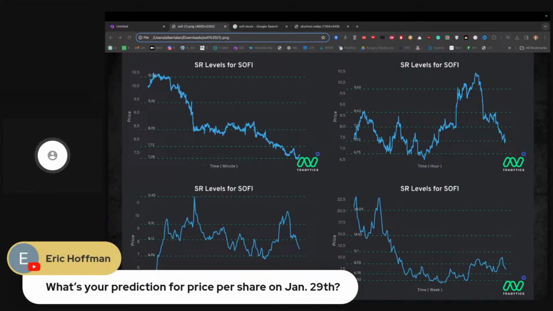So what's your prediction for price per share? We could go ahead and do an EPS analysis. I don't really do that. The beautiful part about being who we are, Al Stock Trades.